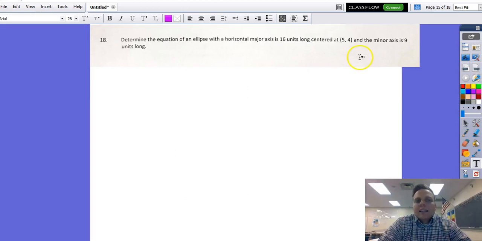Okay. 18. Determine the equation of an ellipse with the horizontal major axis 16 units long, centered at (5, 4), and the minor axis is 9 units long.